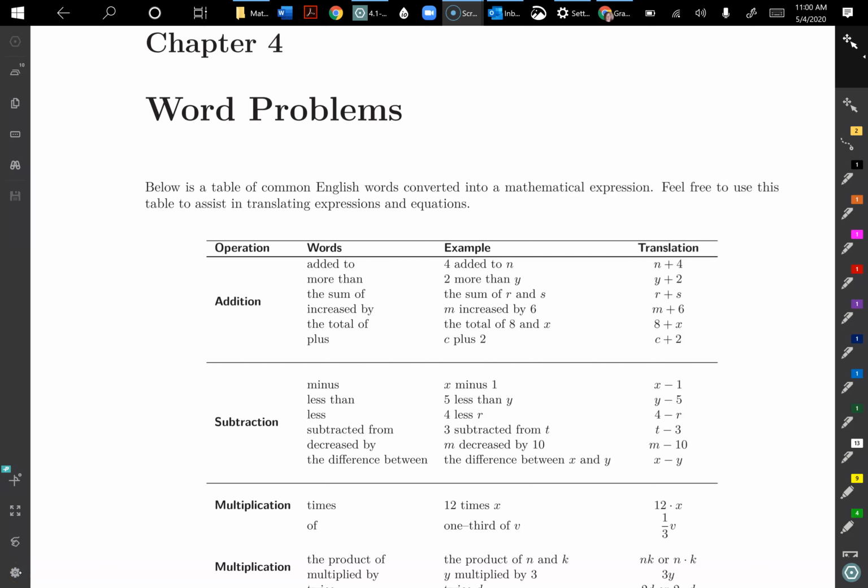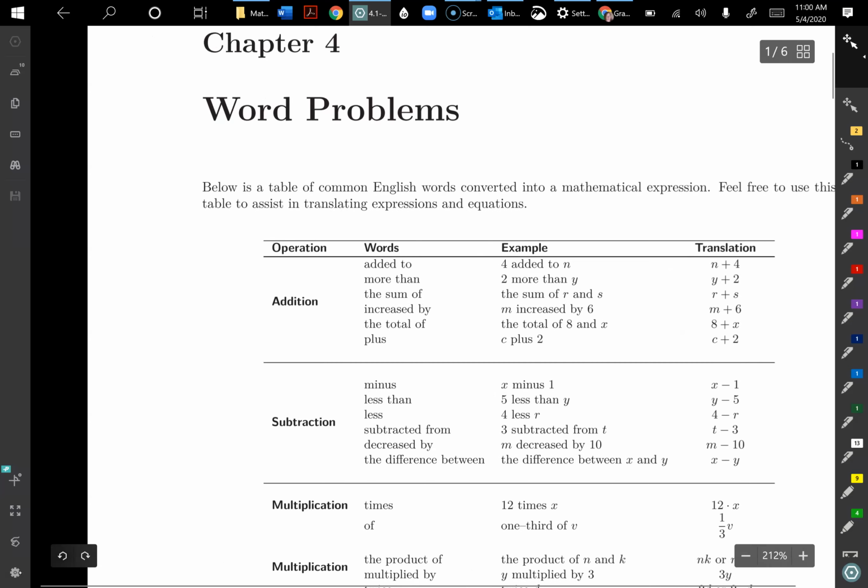Okay, in this video set, we're going to look at the first three sections of chapter 4, and then we'll do the second three in a different assignment, and the last one is a supplement. So here we have chapter 4, word problems. Sometimes we call these applications. So you're just going to read through this table here on page 43 of your workbook.